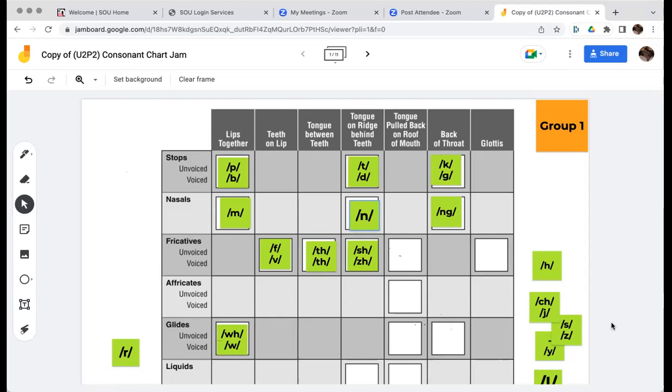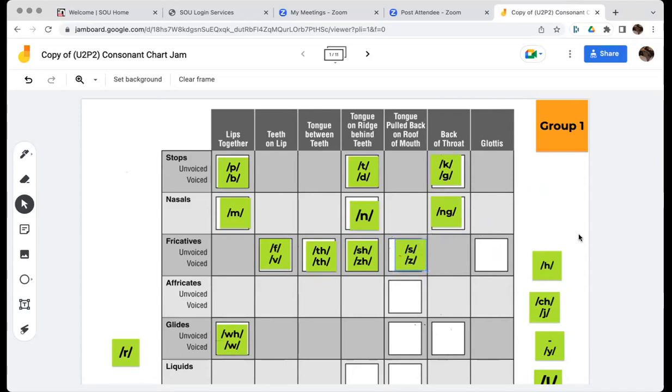Okay. So I'm going to, is anybody willing to say what they think S and Z are and where it should go on the chart? S, Z. Jordan, what do you think? I think it's fricatives or tongue. Tongue pulled back on roof of mouth. Okay. Because it is on the roof of the mouth, isn't it? It's not in front of the teeth. Okay, I agree. It's a fricative.